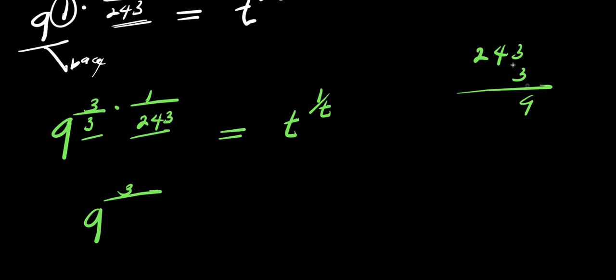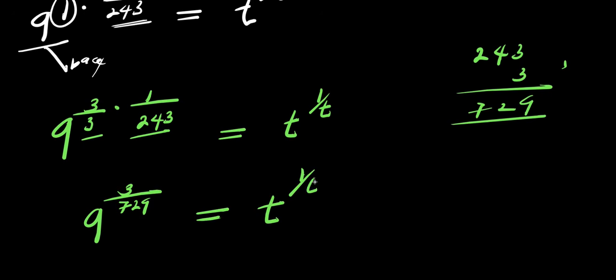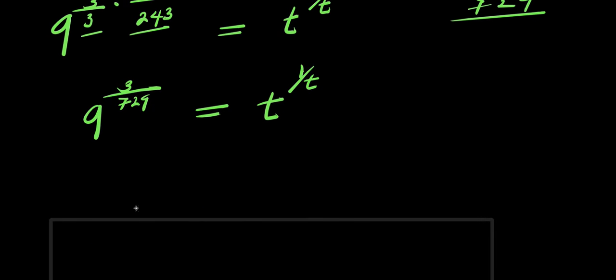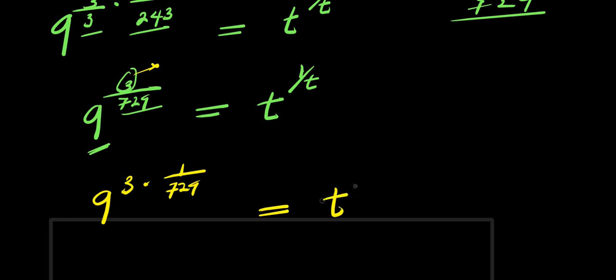3 times 3, 9. 3 times 4, 12. 2 carry over 1. 3 times 2, 6 plus 1, 7. So 729. This equals t power 1 over t. So what do we do? The 9 is still here, but now we have 3 and we have 243. I can factor out this 3. I can have it as 9 power 3 times 1 over 729, and this equals t power 1 over t.